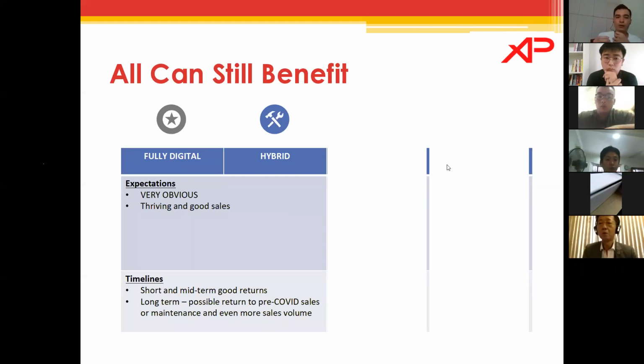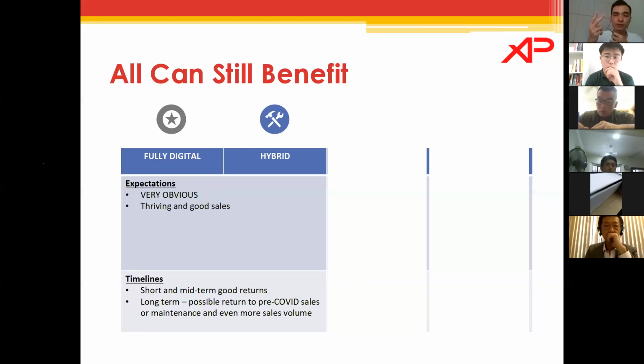So in terms of what we can do when we are fully digital, or a hybrid model, this is quite obvious, thriving and good sales, right? Now, whatever we recommend for this fully digital group, you must have the timeline on a short and mid-term that's going to be good returns, okay? Long-term wise, if we're lucky, the consumer behavior that they are so used to online already maintains, and you have a very good business moving forward. However, there's also a possible downside to this where it returns back to pre-COVID sales level. So it's not all good for digital.